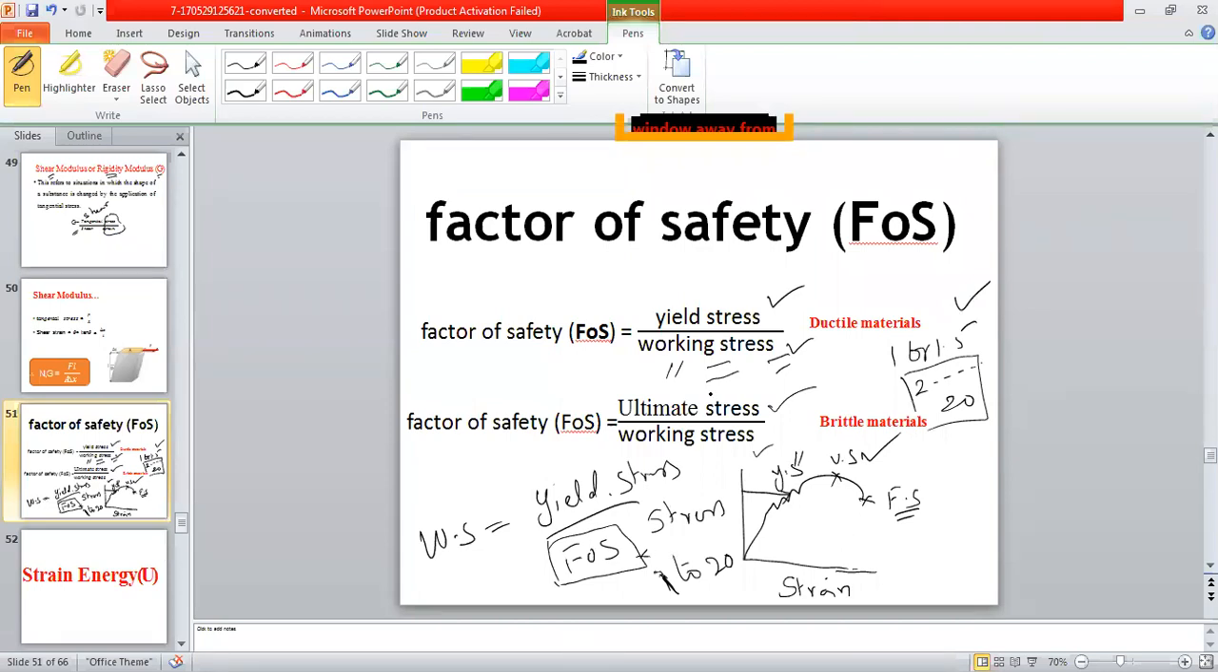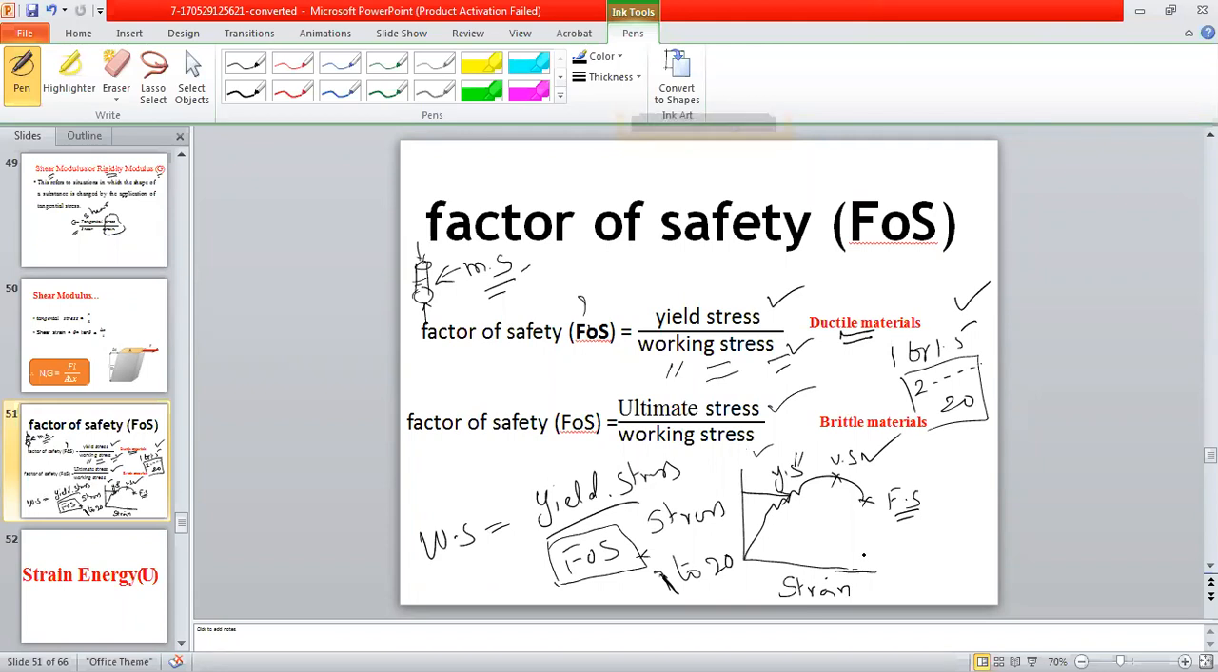So why should we consider the factor of safety? If I need to design the body of a shock absorber of a bike, and it is made up of some material, I am assuming it as mild steel. Mild steel is a ductile material. Therefore, the yield stress needs to be considered.